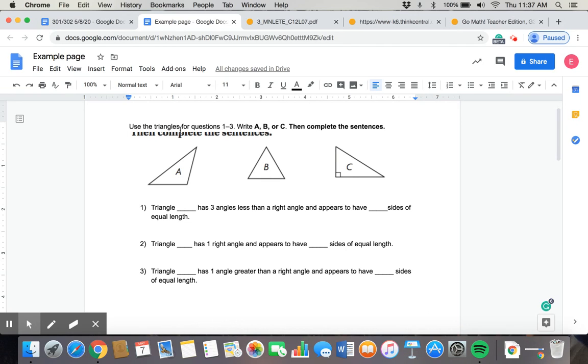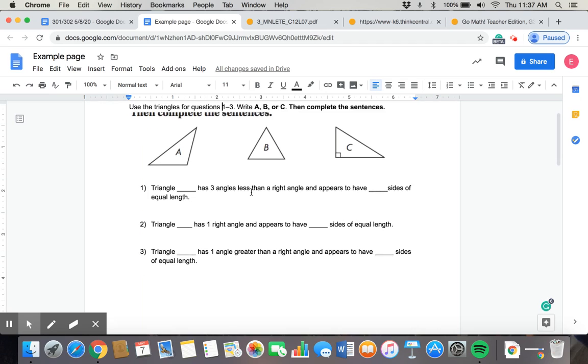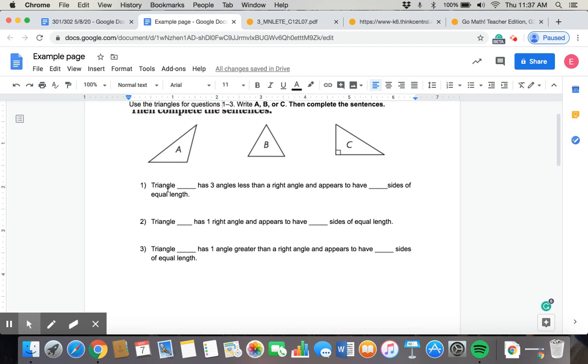So let's first read the question. Use the triangles for questions 1 to 3. Write A, B, or C. Then complete the sentences. So I know I'm going to be using this triangle and this triangle to answer my questions. And it says write A, B, or C. I see that this is triangle A, this is triangle B, and this is triangle C. So now I'm going to go down and read our first question.